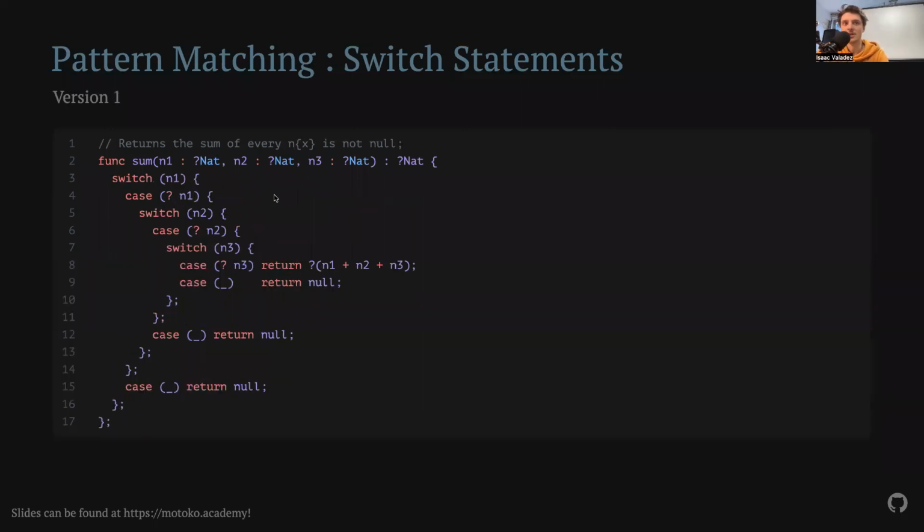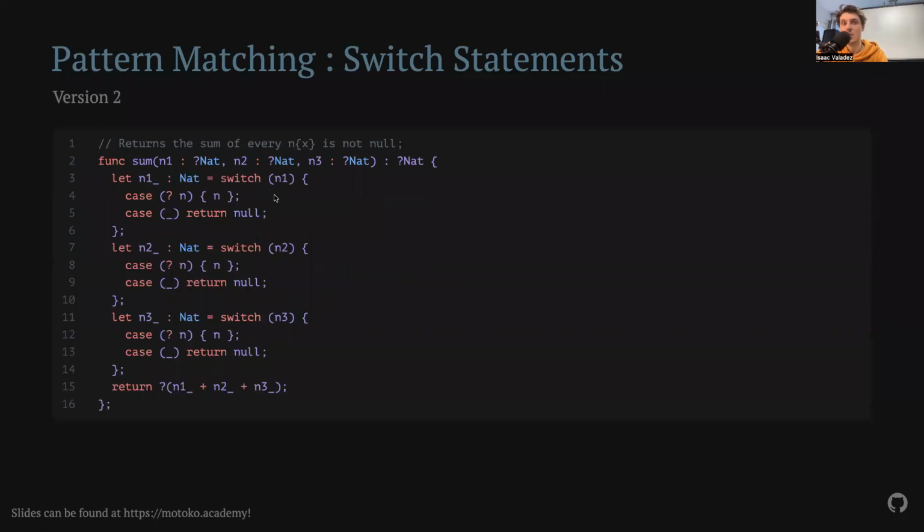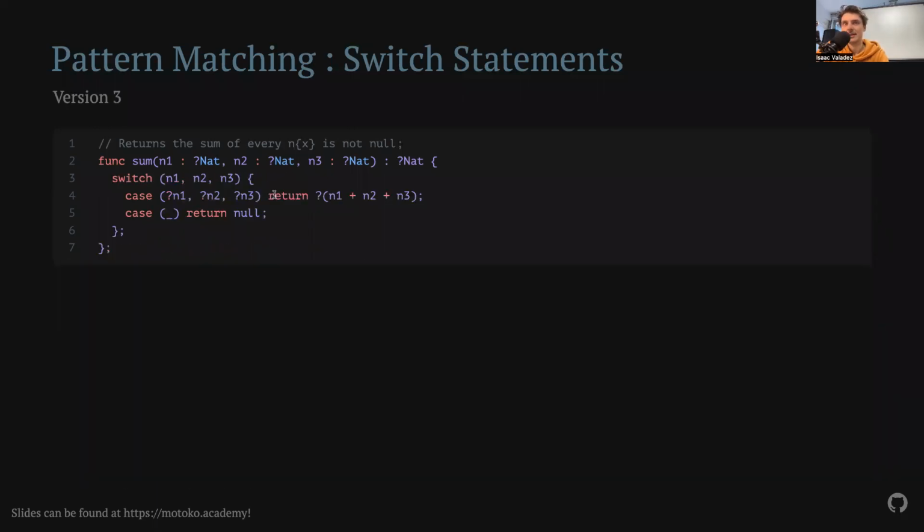And you can see we started at 17 lines of code. We went to 16. And you can easily do it in 7 with clean code. So what this does is basically we just pass all 3 of them in. And with pattern matching, we can check if the first one is not null, the second one is not null, and the third one is not null, then we're going to return the sum. Otherwise, we can just return null itself.